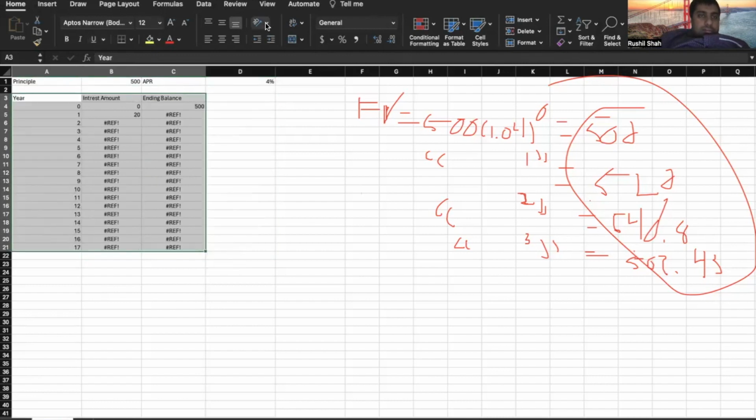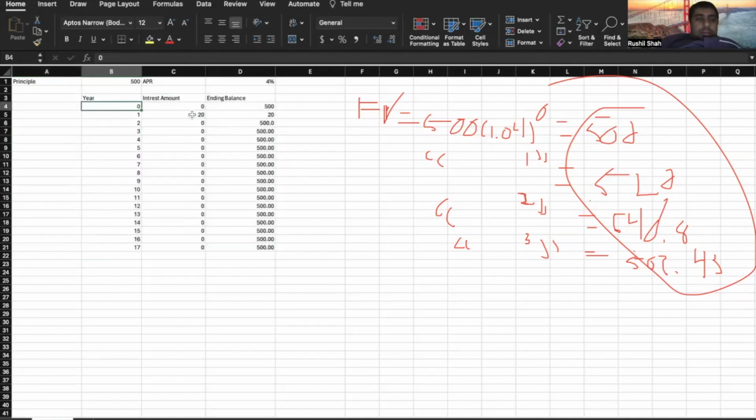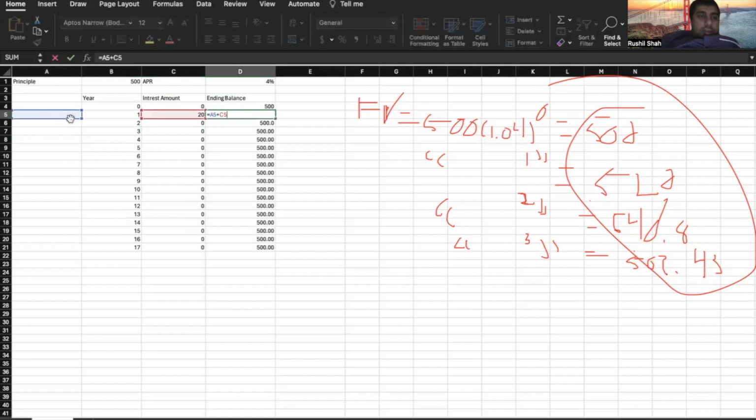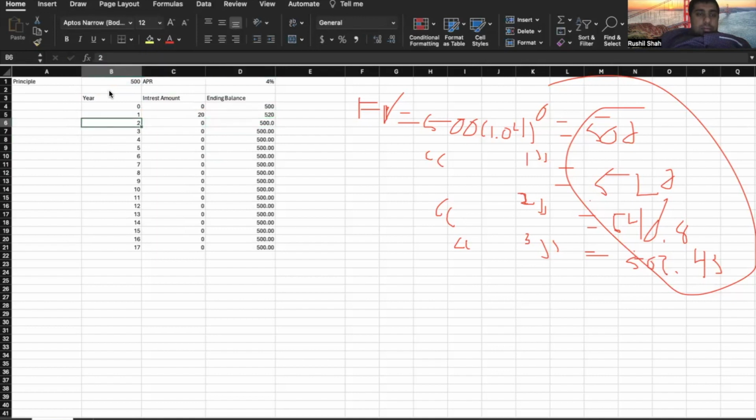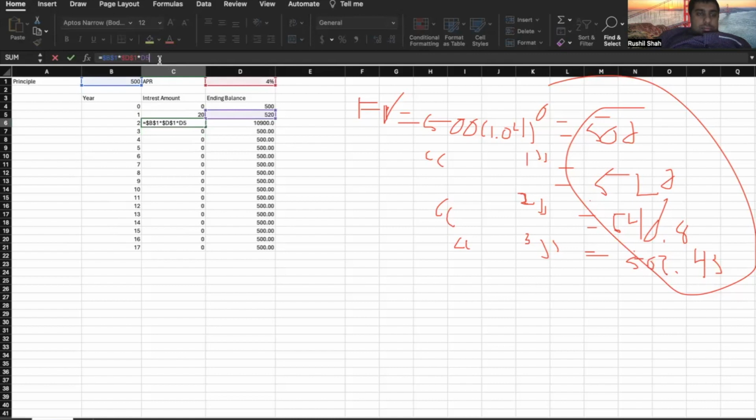So at the year it's just 500, and then now it becomes 20, and then now what we're gonna do is we're gonna do the 500, and then we're actually gonna do the 520 here, make this 520 here, and then yeah, this is 541.6, and then now we could just kind of move it.